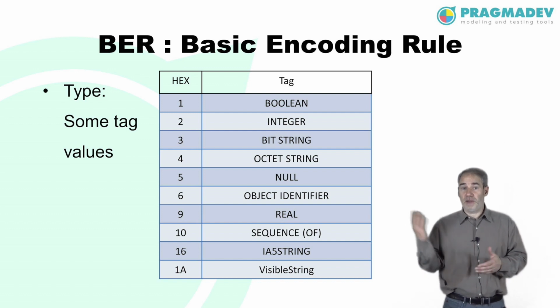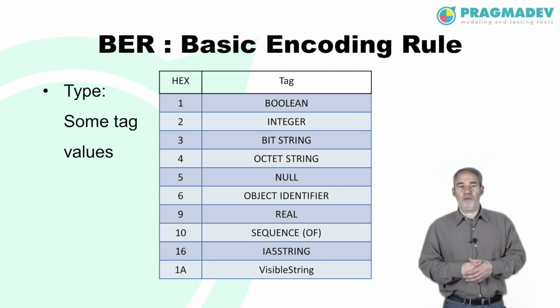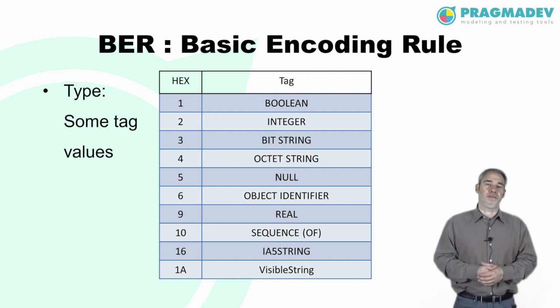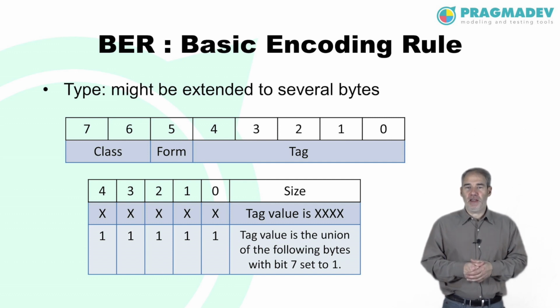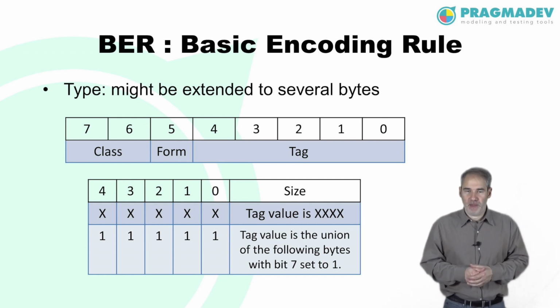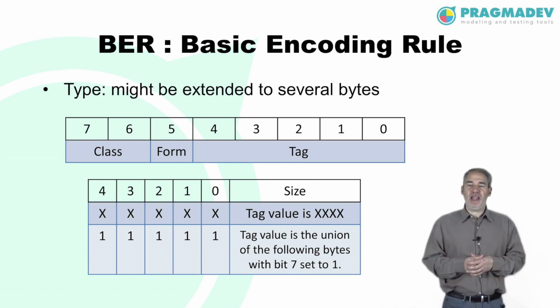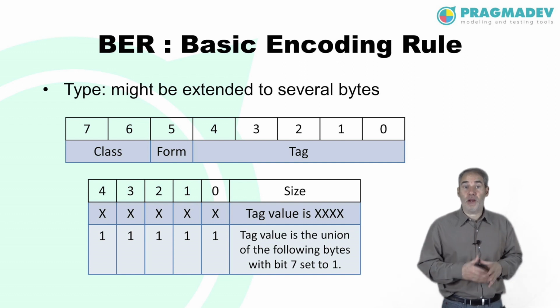Here are a few classical values for the tag: 1 for Boolean, 2 for integer, 3 for bit string, and so on. With only 5 bits to identify the tag, there might not be enough possible values for your own types. So to extend it to several bytes, set the 5 bits to 1, and the tag value will be the union of the following bytes having bit 7 set to 1.